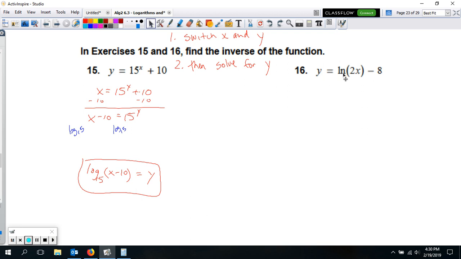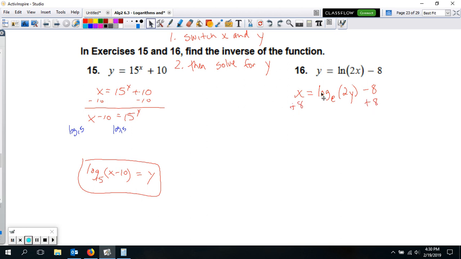Here's a natural logarithm. ln's the natural logarithm. First we're going to switch the x and the y. So we'll do that first. And whenever I see ln, I like to change it to log base e. I like to actually see that e there. So I'm going to do that, log e here. And the first thing we'll do to get y by itself is add the 8 to both sides. So get the 8 on the other side.